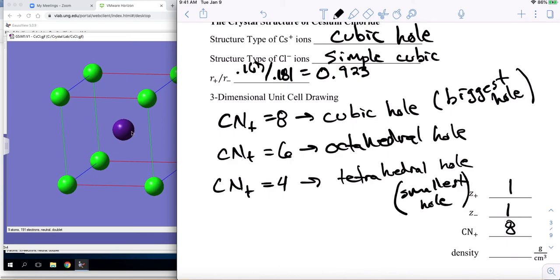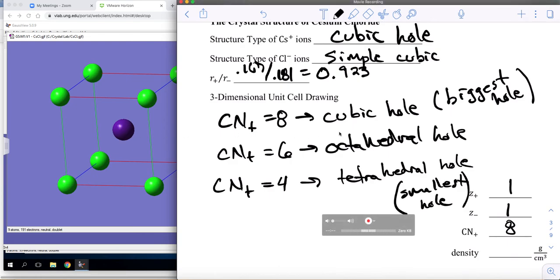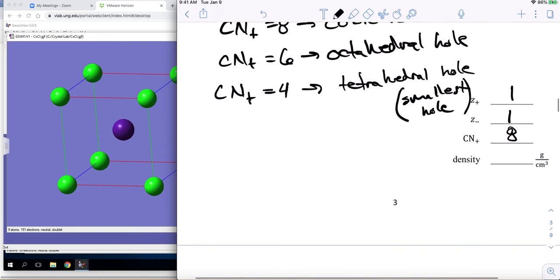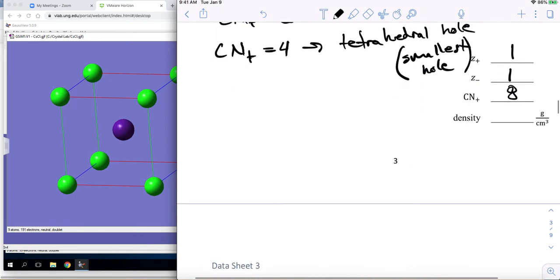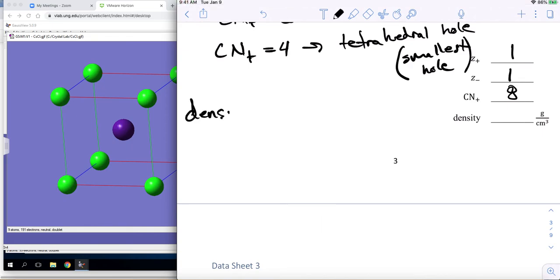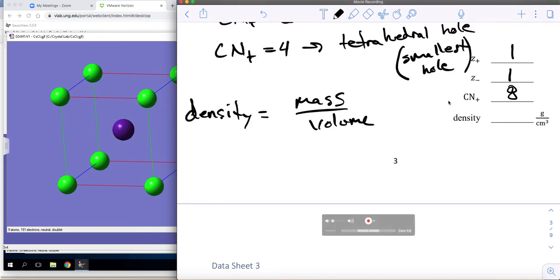All right, now I do want to show the density calculation here, and I think I have enough space to do that. So how are we going to calculate the density for an ionic compound? Well, it's still set up in a similar manner. Density is still, in general, mass over volume. The thing we have to keep track of now for our mass is that we have to account for both the cation and the anion that are present.